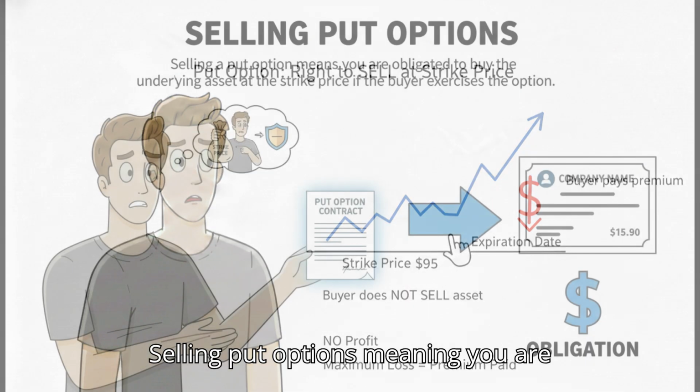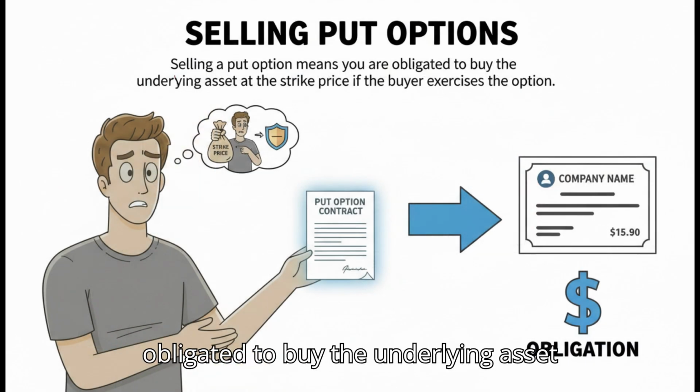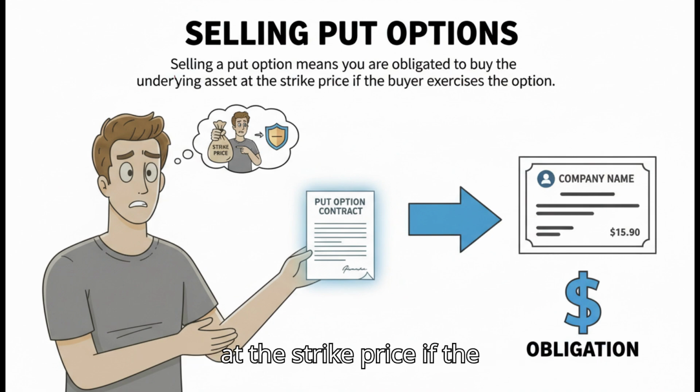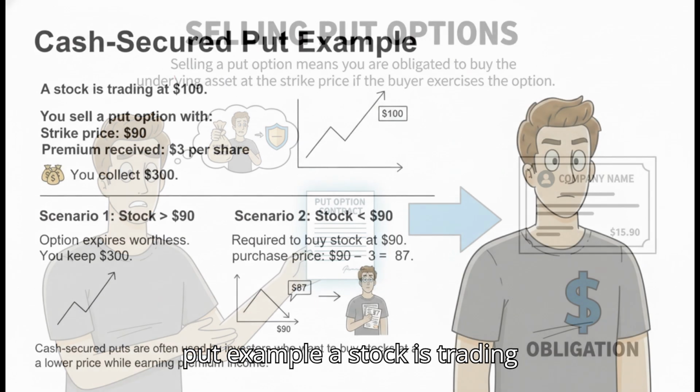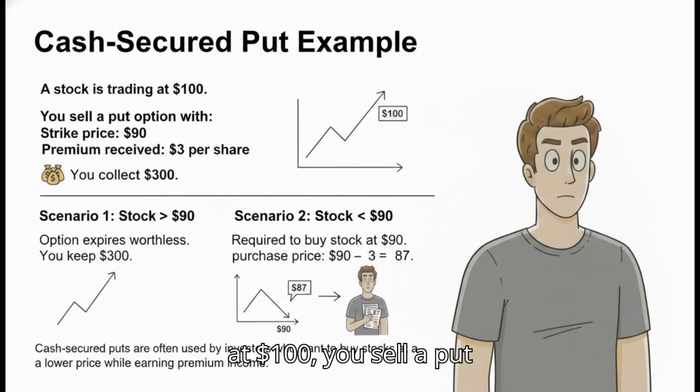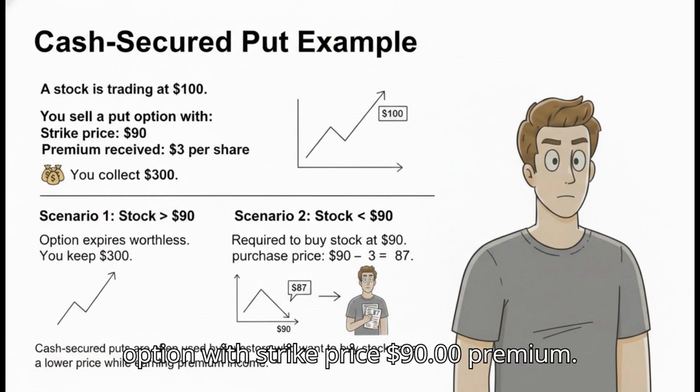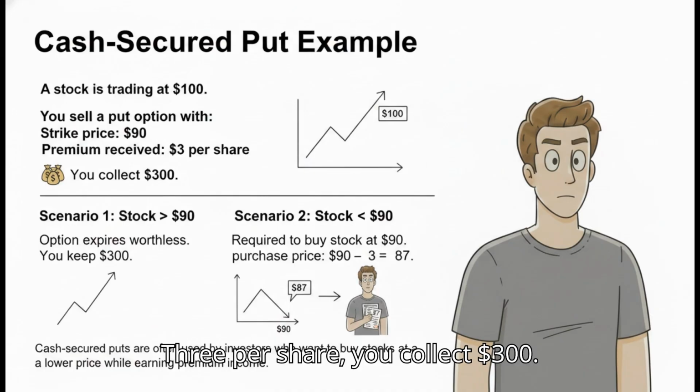Selling put options means you are obligated to buy the underlying asset at the strike price if the buyer exercises the option. Cash secured put example. A stock is trading at $100. You sell a put option with strike price $90, premium $3 per share.